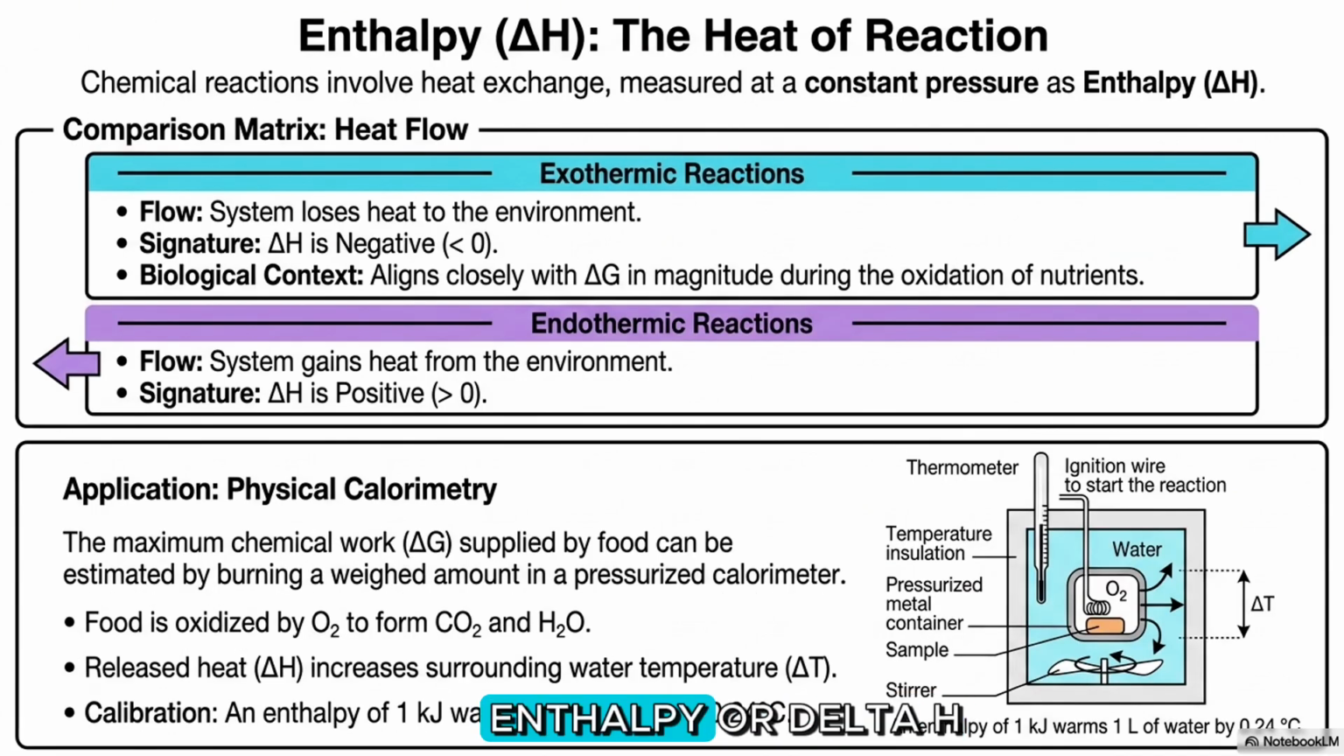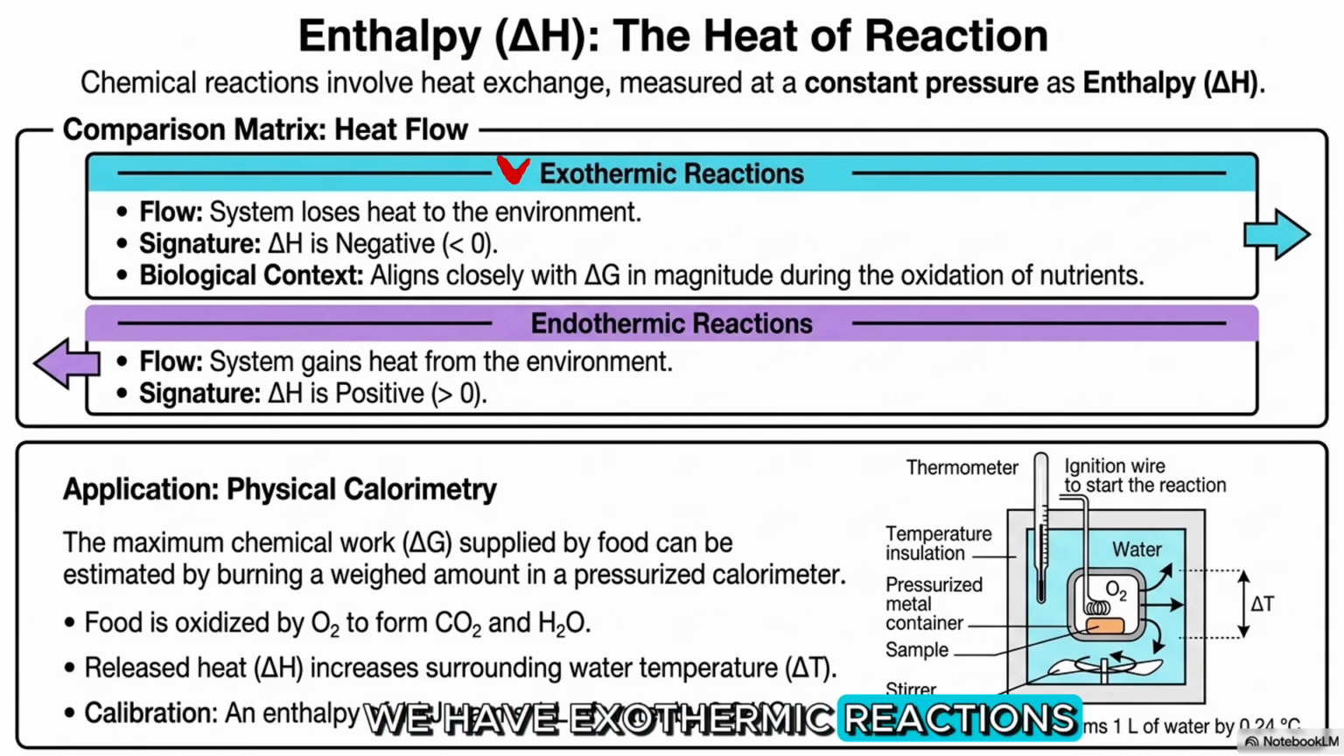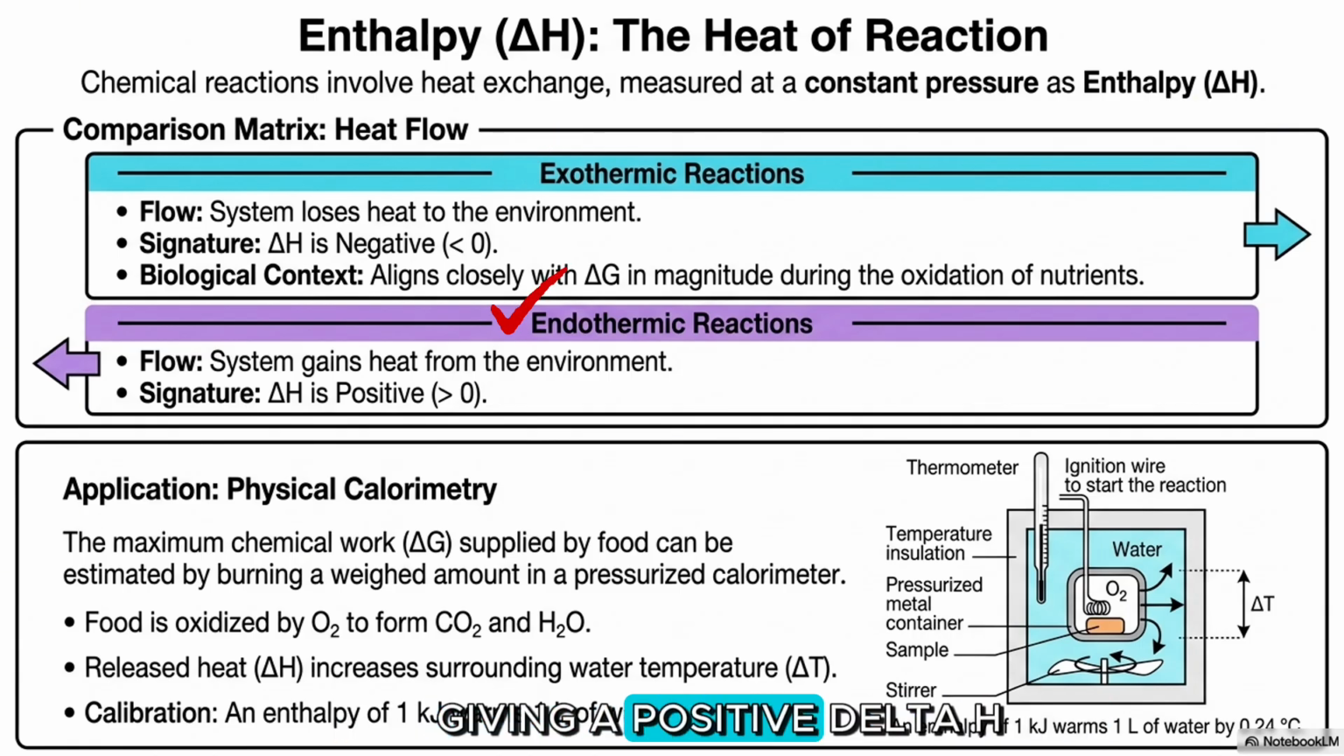This brings us to enthalpy, or delta H, measured at a constant pressure. We have exothermic reactions that lose heat to the environment, giving us a negative delta H, and endothermic reactions that absorb heat, giving a positive delta H.